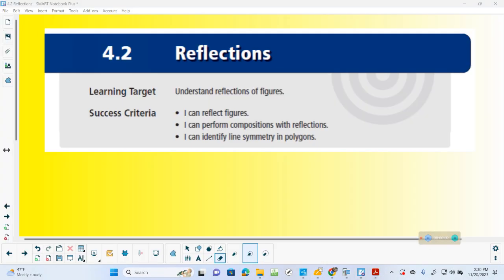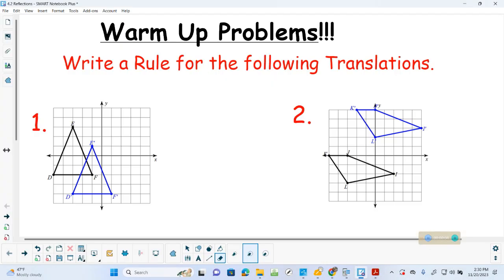So first, before we get to the reflections, this is a throwback to Friday. Take a look, write a rule. On the board over here I went with the red style, a rule for the following translation. Now remember, the pre-image does not have the primes on it, so you don't have yours in color, I do. Black triangle to the blue triangle, the ones with the prime.